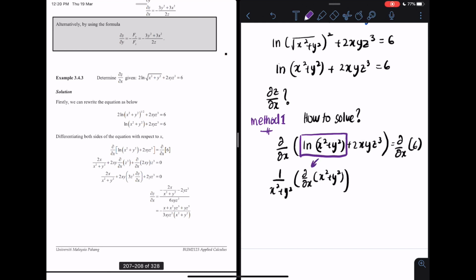And then, okay, plus. I will factor 2 and y out because I will treat these two, a constant 2 and variable y, as a constant. Then I have to focus on del x of z cubed, and on the right hand side you can simply get 0.